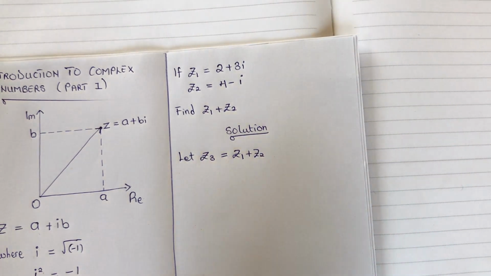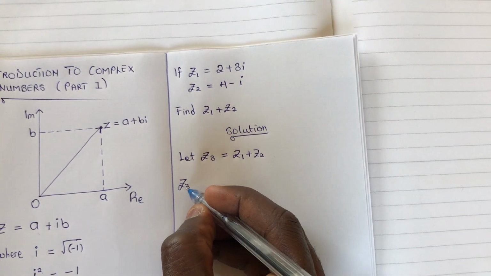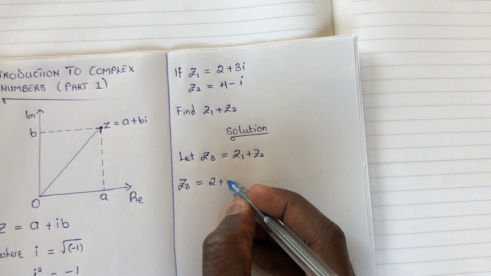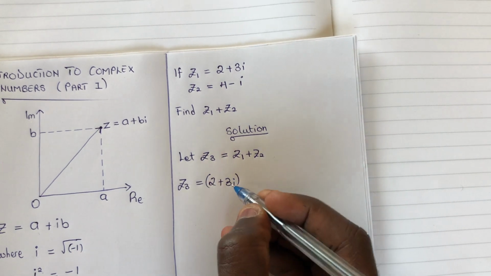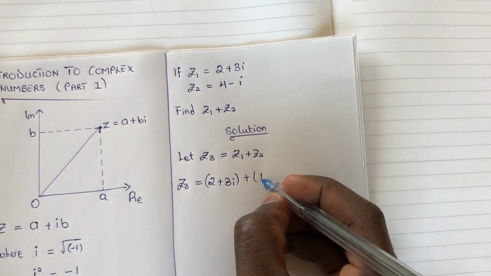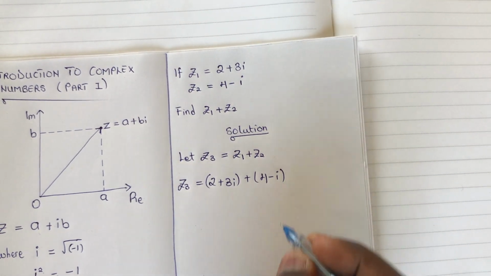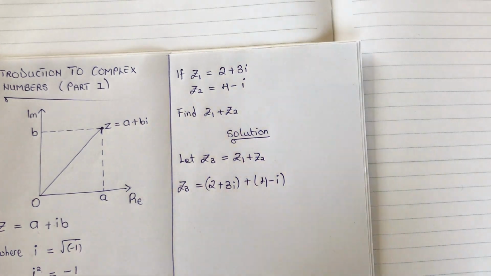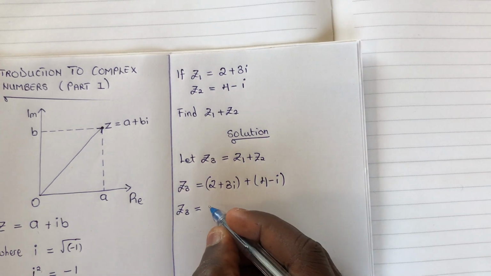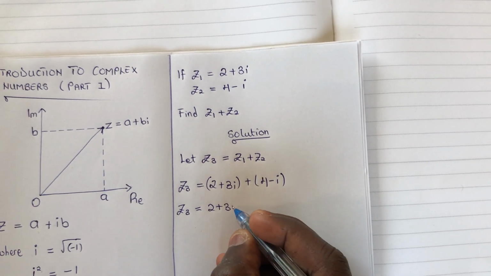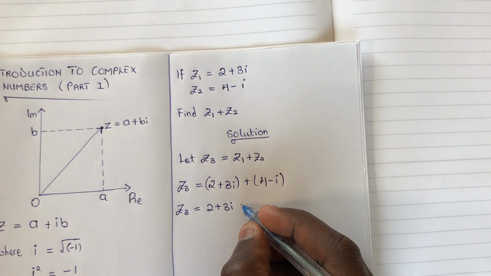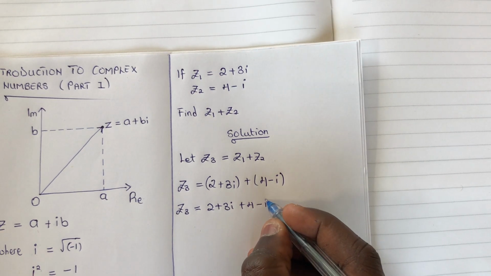So I can just say that z3 is giving us, what is z1? z1 is this, so we have 2 plus 3i, and then plus, what is z2? We have 4 minus i. So now we can just remove each bracket, and then we are done. So we have z3 giving us 2 plus 3i, and then plus 4 minus i.